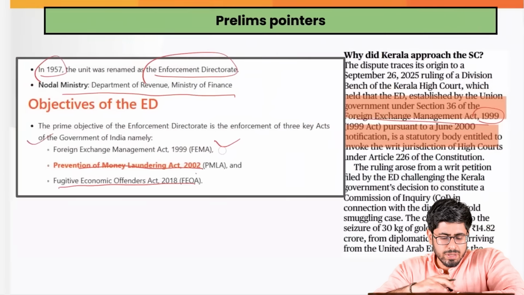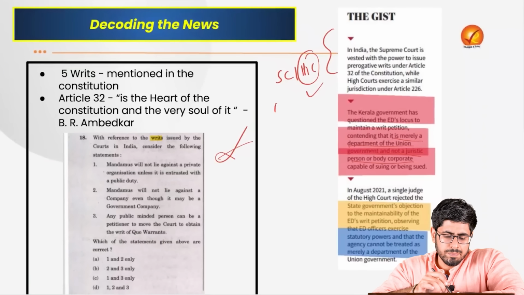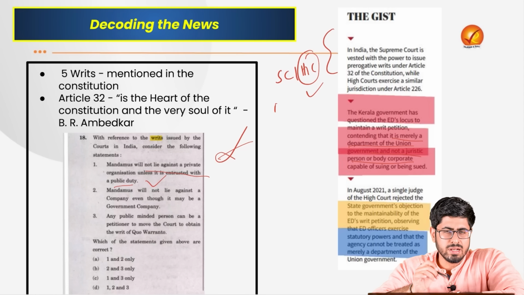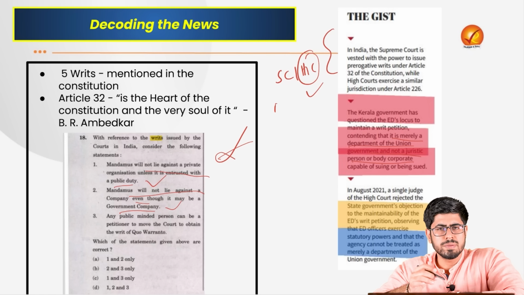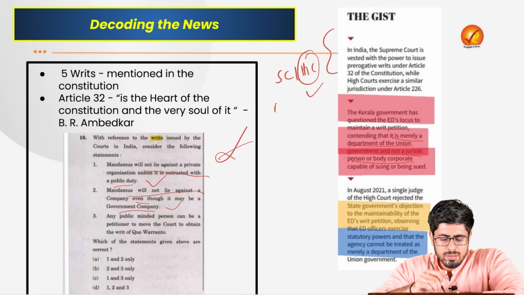If we come to the previous year question that UPSC has asked: mandamus will not lie against a private organization unless it is entrusted with a public duty. That is true. Mandamus will not lie against a company even though it is a government company. Yes, because it is a company, it is not a government organization. It is not a public body. It is not doing a public function. So that is also true.